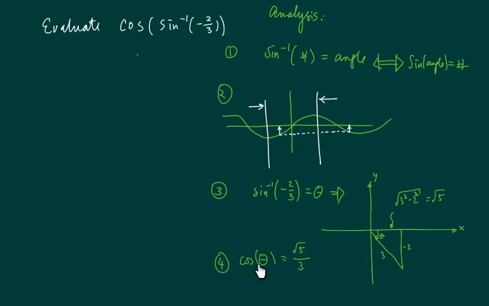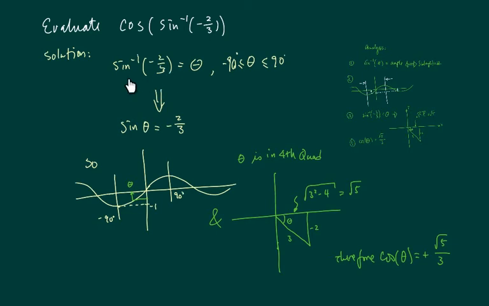Since all I have to know is the cosine of this angle, that's radical 5 over 3, adjacent over hypotenuse. I don't really need to care what the angle is. All I needed to know is what the cosine of this angle is. Alright, now let's write up the solution.